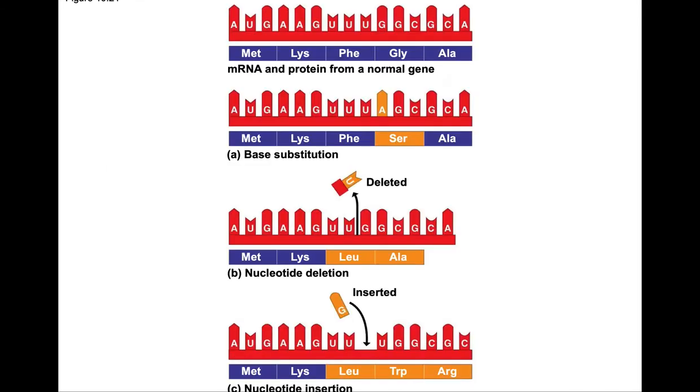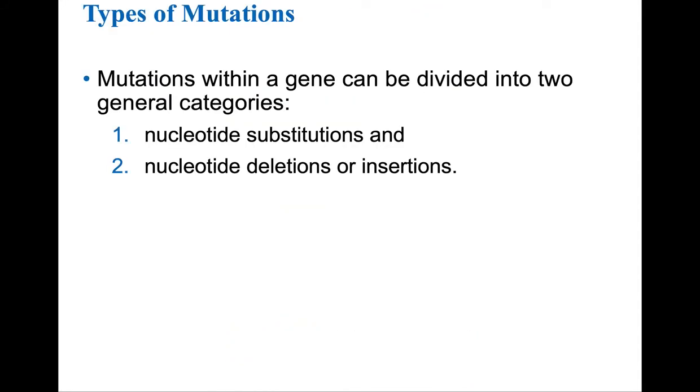Okay, now let me back up for a second, and this is the slide you want to make a note of. The slide says types of mutations. We basically have two categories. We either have a substitution, which is what you saw a moment ago, where we changed one letter for another. So instead of having an A, it changed over to a U. So that was one letter substitution. The other type that we're going to see in a moment is called deletion or insertion. Now these tend to be more dramatic, and you'll see that on the next slide. They tend to be more dramatic.